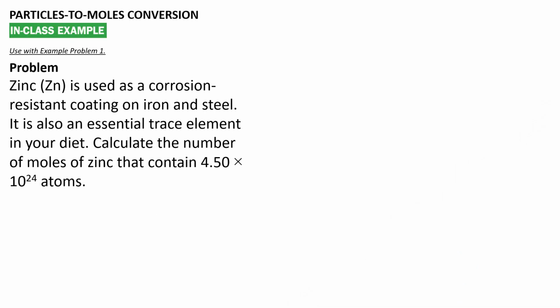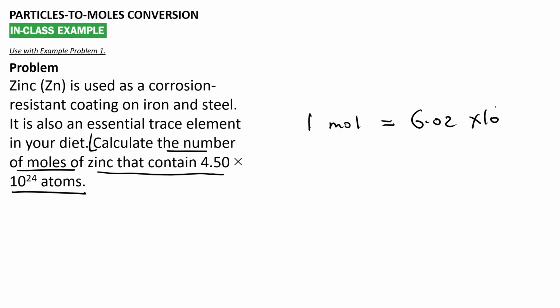Okay. So for example, here they are saying calculate the number of moles of zinc that contains 4.5 times 10 to the power 24 atoms. So for me, this is the best way I like to solve it. I would say 1 mole equals 6.02 times 10 to the power 23.